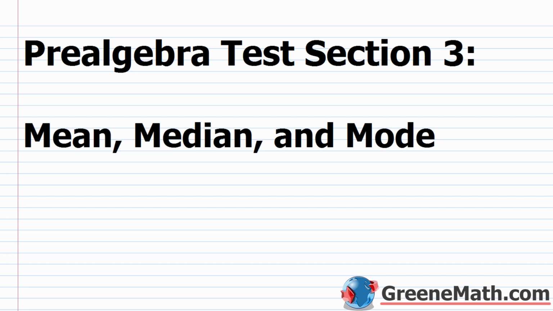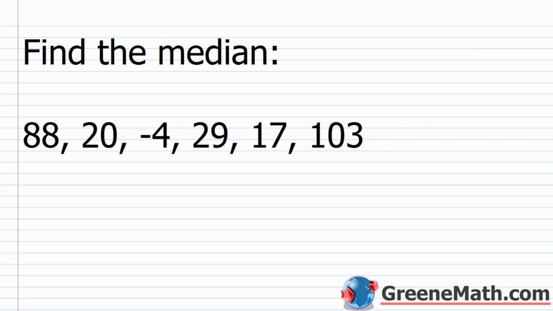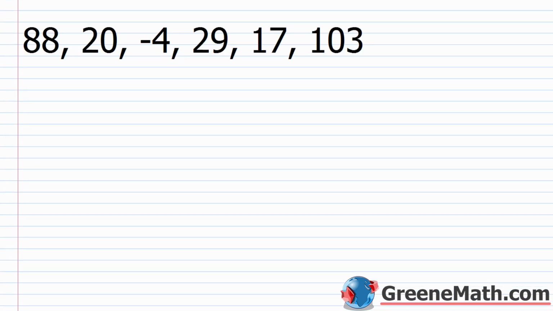Hello and welcome to Pre-Algebra Test Section 3 on finding the mean, median, and mode for a group of numbers. All right, so we want to find the median here. And we're going to start out with this group of numbers: 88, 20, negative 4, 29, 17, and 103.